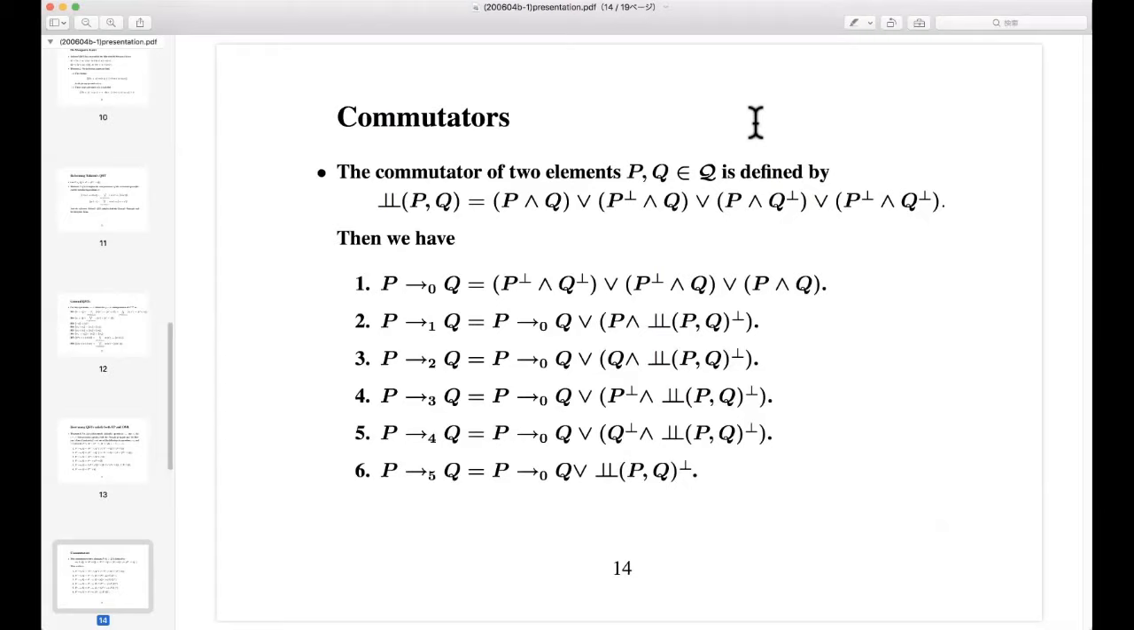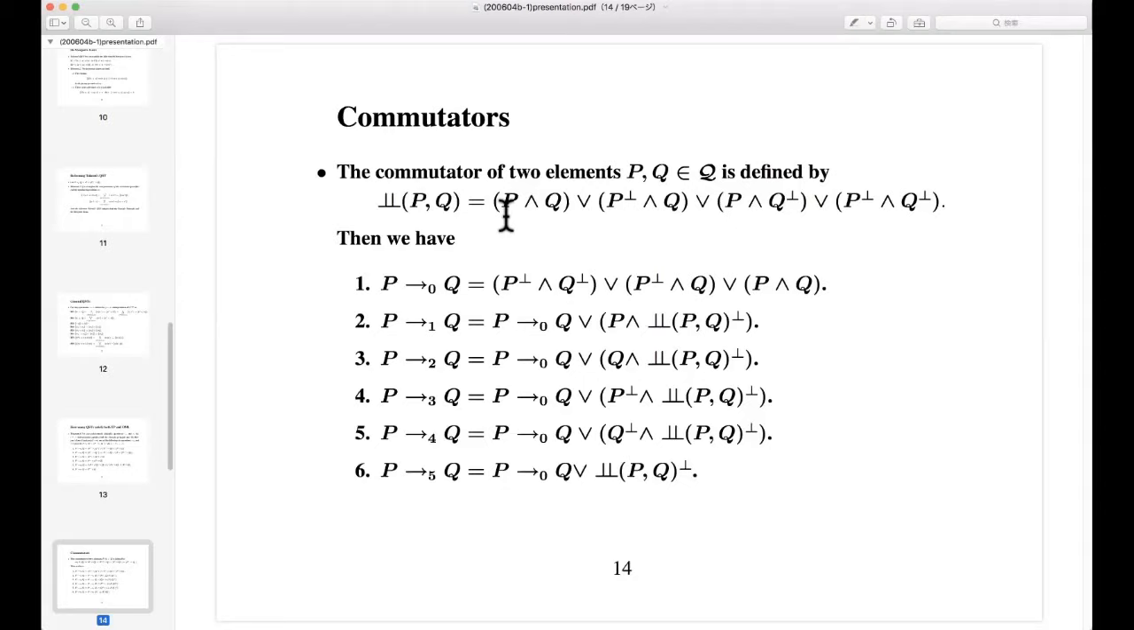So in order to do that, we consider the commutator of two elements P and Q. The commutator of P and Q is defined by P and Q, or non-P and Q, or P and non-Q, or non-P and non-Q. Then arrow zero is just written in this form. So this is just inside the commutator.